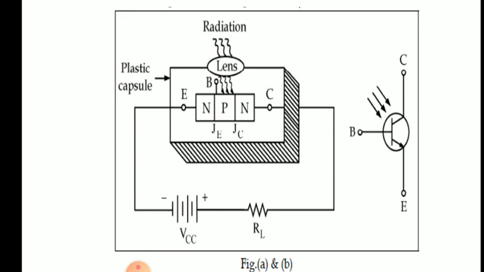See the JE emitter junction: the N terminal is connected to negative, and the P terminal is connected to the base, which is left open, so it is almost 0, right? So when N is connected to the negative terminal and P becomes 0, it will be in forward bias. Very good.